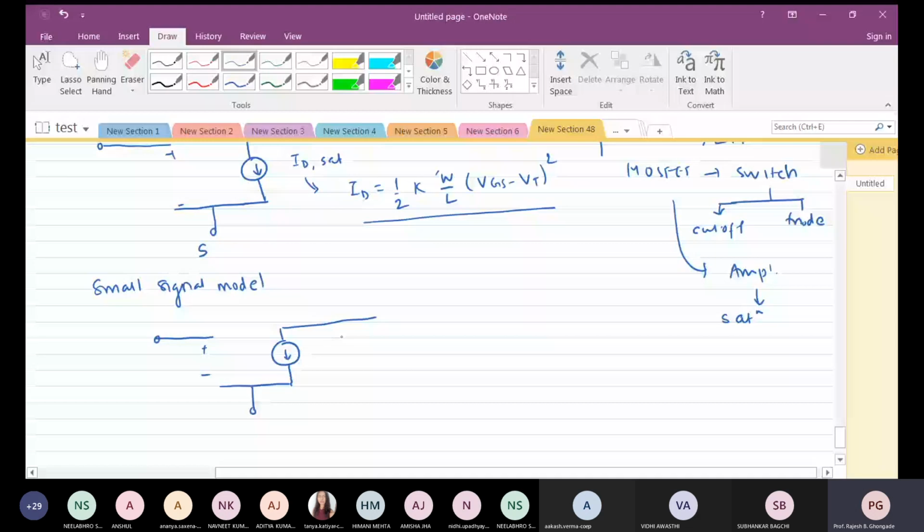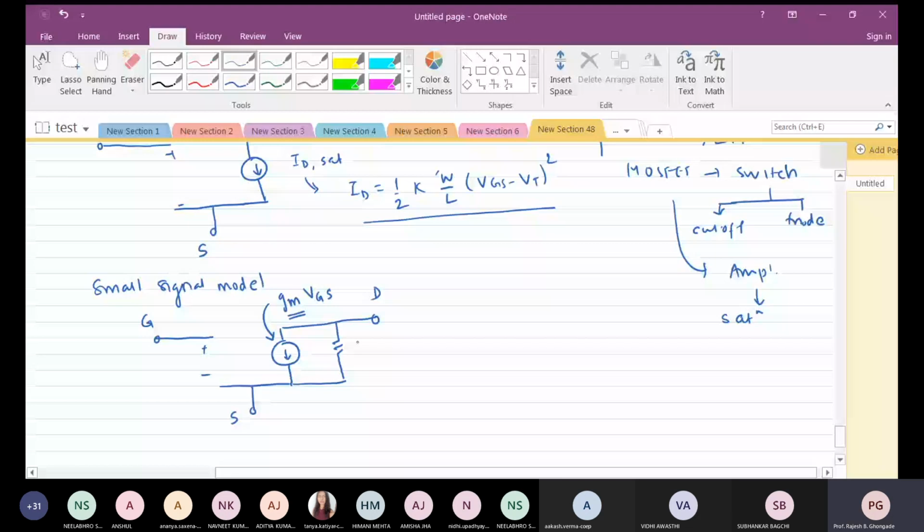What is this parameter? Can anyone tell me? This one happens to be the drain, this is the gate, this is the source. Now this happens to be GM into VGS. Remember, GM is the transconductance. And obviously, this happens to be RO.